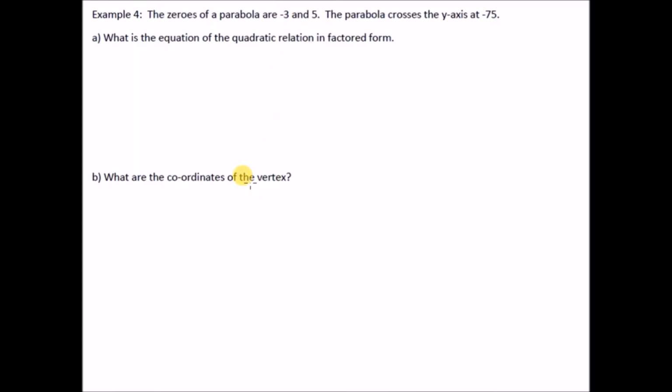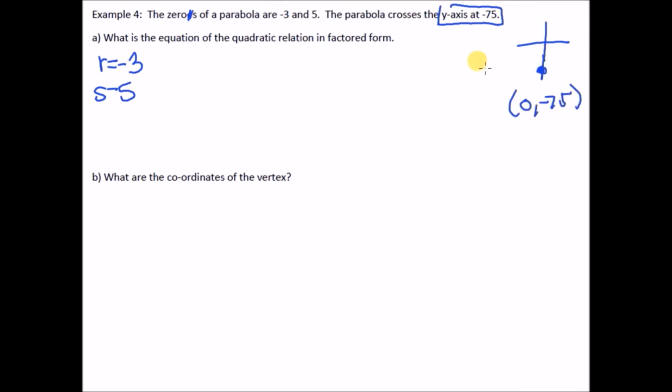Okay, example 4. The zeros of a parabola are negative 3 and 5. So we can even put like r equals negative 3 and s equals 5. The parabola crosses the y-axis at negative 75. So if it's laying on the y-axis, that means it's laying right here. That means it's 0, negative 75. That's going to be the y-intercept.